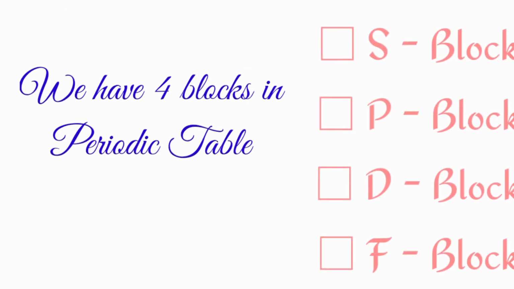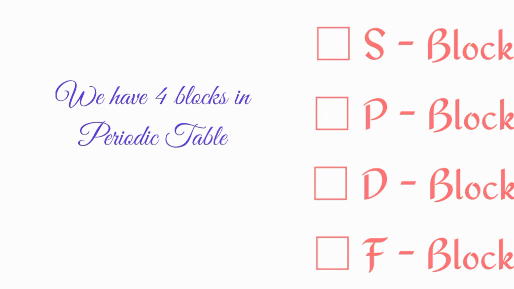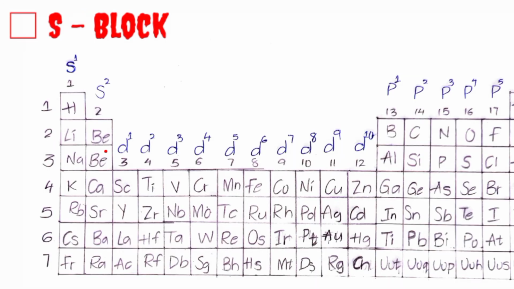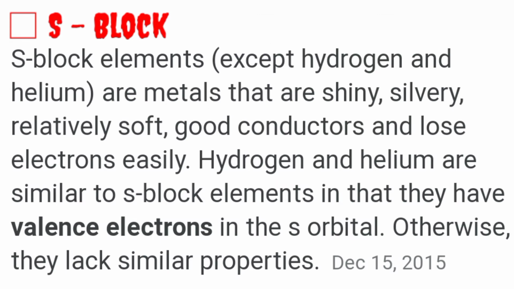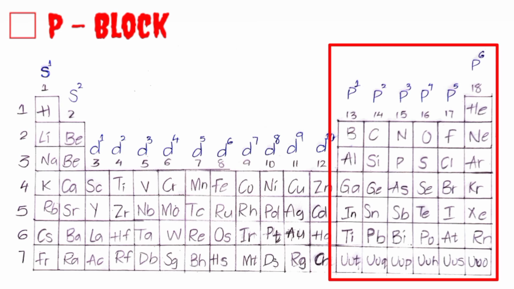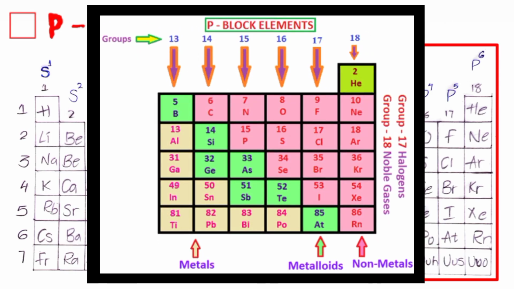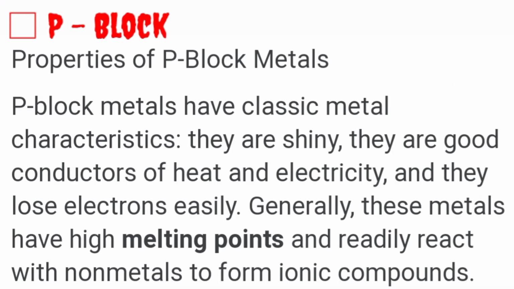But apart from this, we have 4 blocks. They are s-block, p-block, d-block and f-block. So coming to the first one, the first 2 groups are considered as s-block or earthly metals block. These are some of the properties of s-block elements. The last 6 groups are considered as p-block, and it consists of metals, nonmetals, metalloids, and noble gases. These are some of the properties of p-block elements.